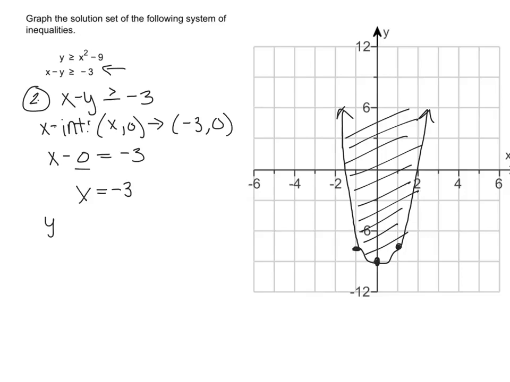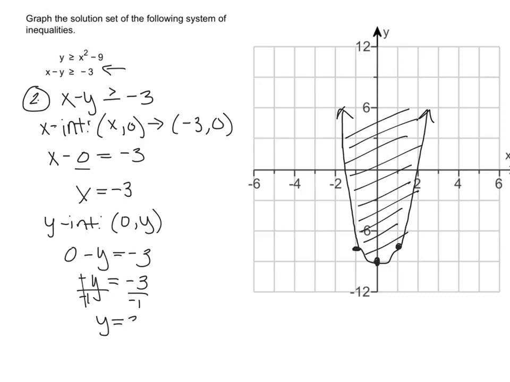Next, we'll find our y-intercept. To do that, we're just going to substitute a 0 for x and solve for y. So I have 0 minus y equals a negative 3. That gives me negative y equals negative 3, and I'll divide both sides by negative 1, so I have y equals a positive 3. So the y-intercept is 0, 3. We'll go to my graph and plot this on the same plane. So first I want to graph negative 3, 0, which is here, and then I'll plot 0, 3, which is here.